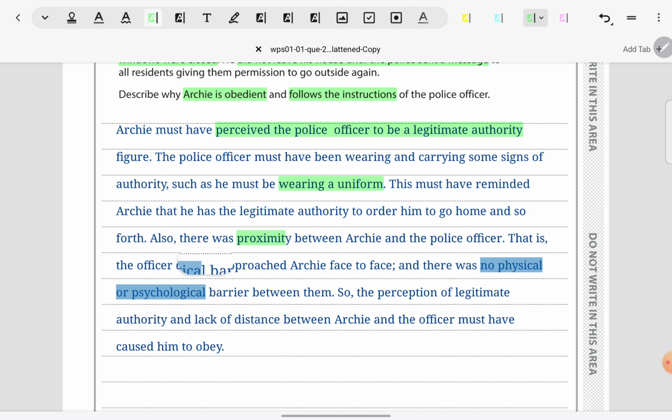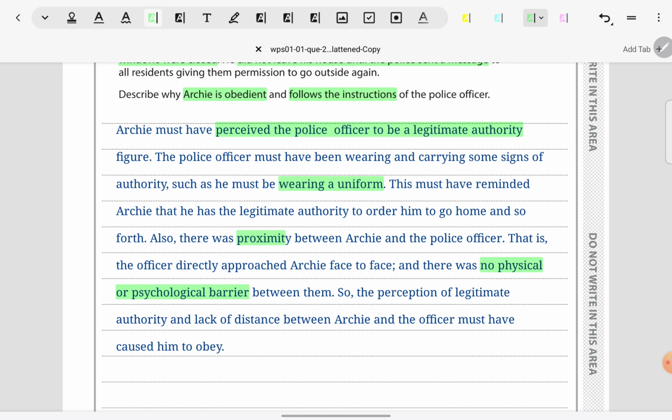As we see in this scenario, the police officer directly approaches Yz, and that's face to face, so it's not even over the telephone or through any social media message. The officer directly confronts him and asks him to go home. So that is one more reason why Yz must have obeyed, because of lack of distance.